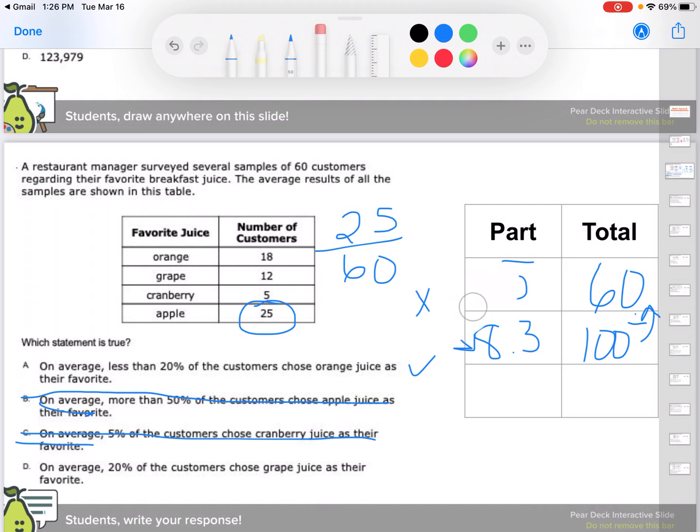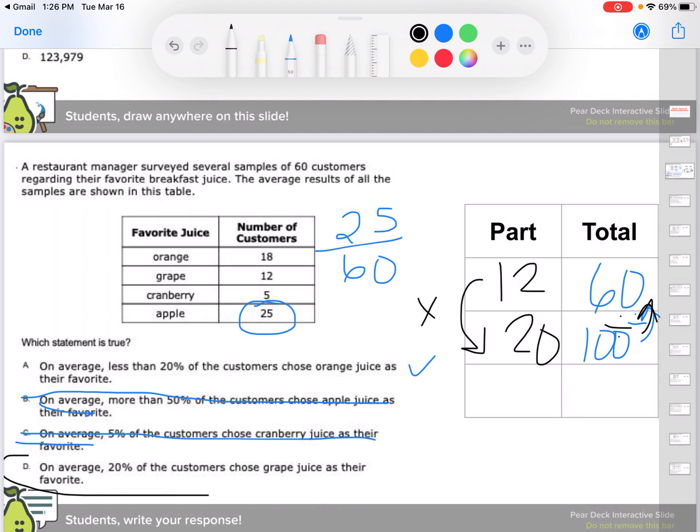The last one says on average 20% of the customers chose grape juice as their favorite. Well, so I know I don't have to erase the 60 or the 100 because that information's staying the same. I just have to change the grape juice. So grape is 12. So I'm going to divide going this way and then multiply coming this way. So I'm going to do 100 divided by 60, and then I'm going to multiply by 12, and I get 20. Did I do that right? So I think this one's right.